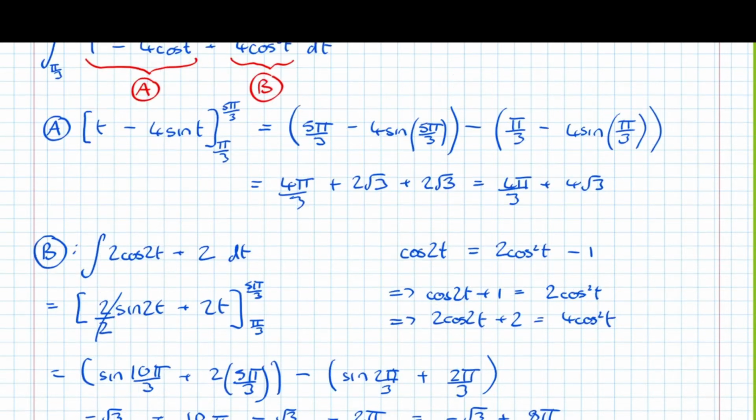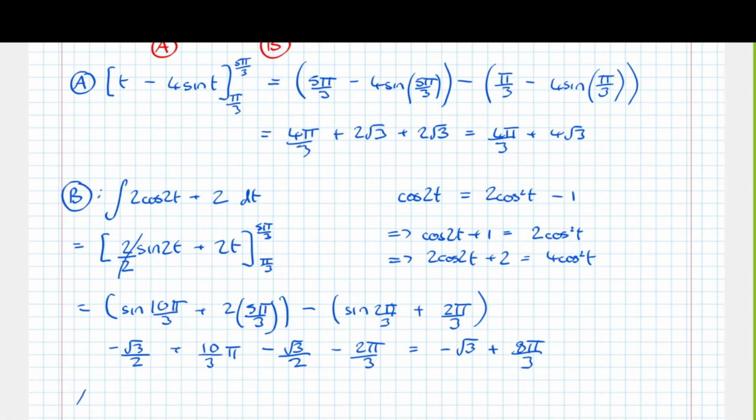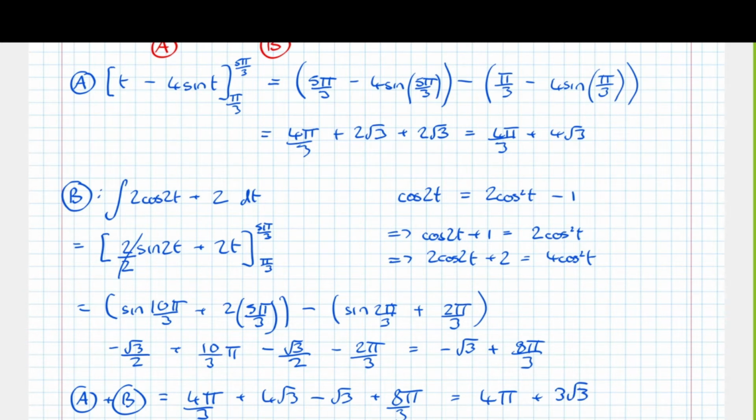Finally, putting it all together, add the two together, a and b. So a plus b equals 4 pi over 3 plus 4 root 3 minus root 3 plus 8 pi over 3. So that gives 12 pi over 3, which is 4 pi plus 3 root 3. Like that.